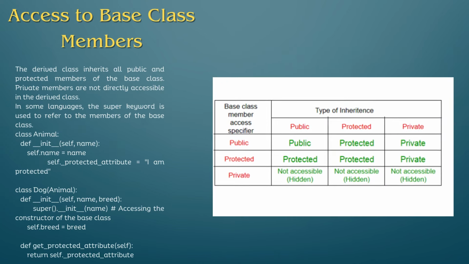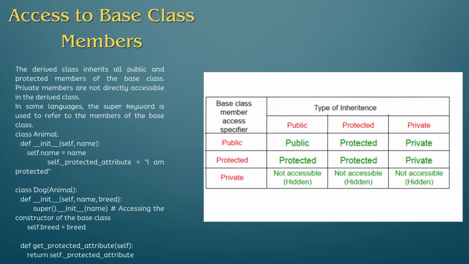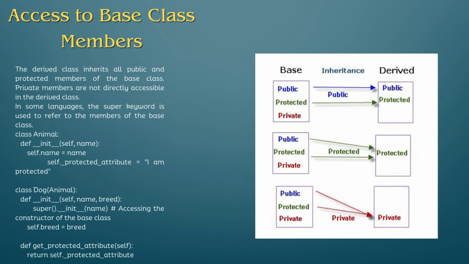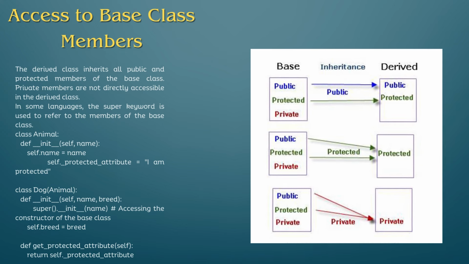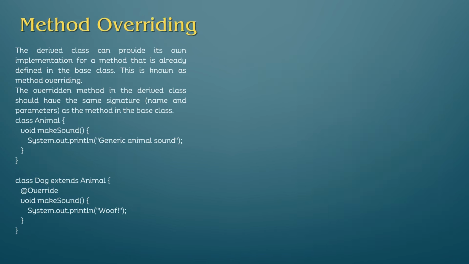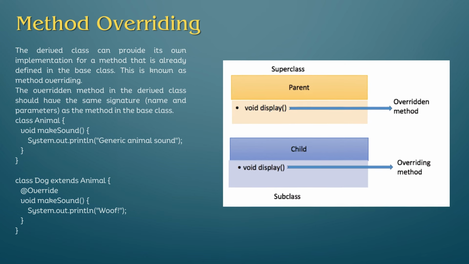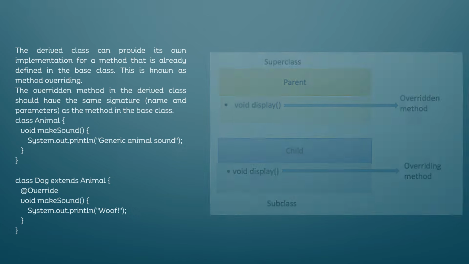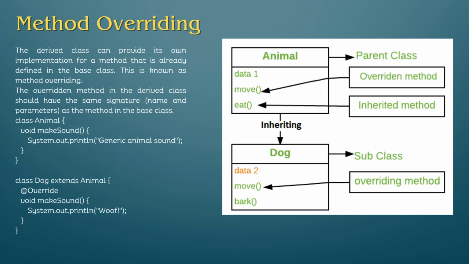Access to base class members. The derived class inherits public and protected members but not private ones. In some languages, the super keyword is used to refer to base class members. Method overriding. Method overriding allows the derived class to provide its implementation for a method in the base class. The overridden method in the derived class must have the same signature as the base class method.